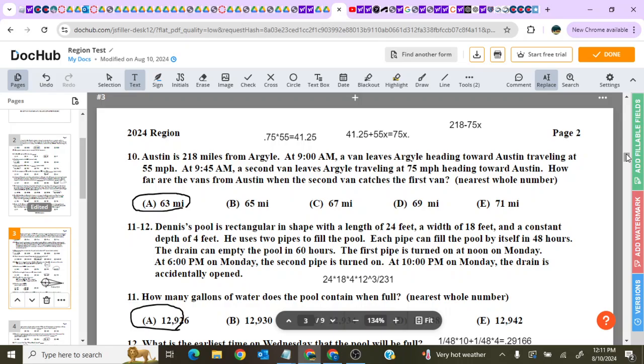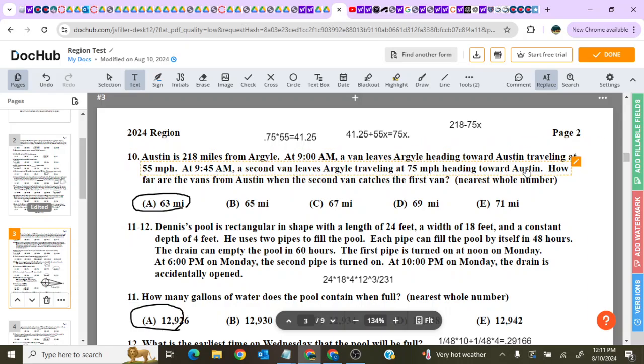Number 10. Austin is 218 miles from Argyle. At 9 a.m. a van leaves Argyle heading towards Austin, traveling at 55 miles per hour. At 9:45, a second van leaves Argyle, traveling at 75 miles per hour in the same direction. How far is the van from Austin when the second van catches the first van?